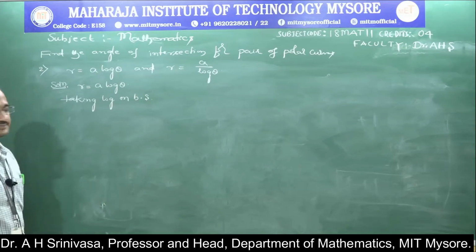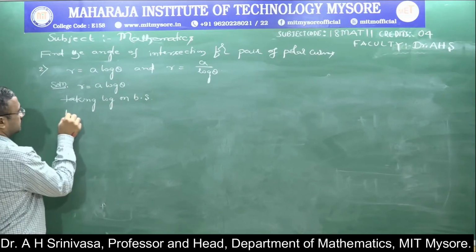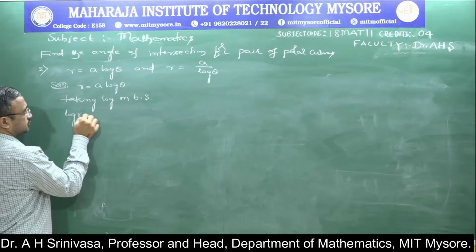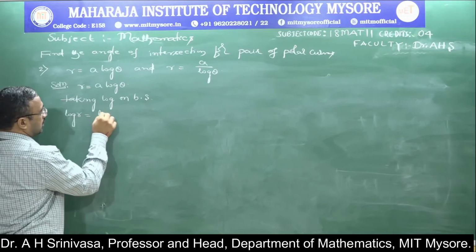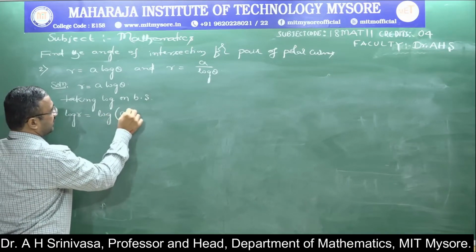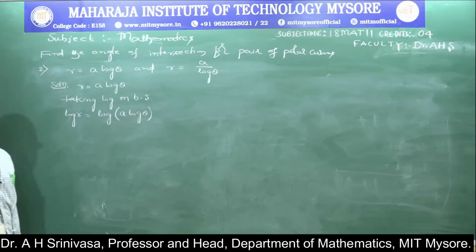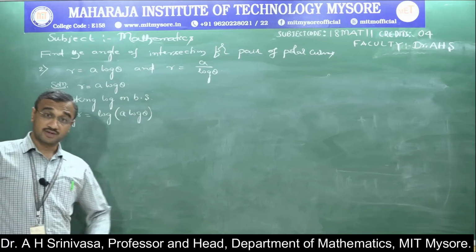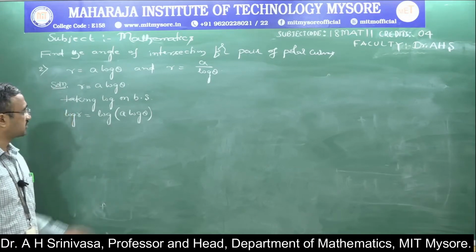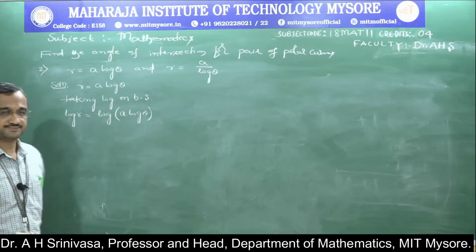Taking log on both sides, this becomes log r equal to the logarithm of a into log theta. I have to be careful here now. Already one log is there, and we are taking one more log. That is the logarithm of a into log theta.